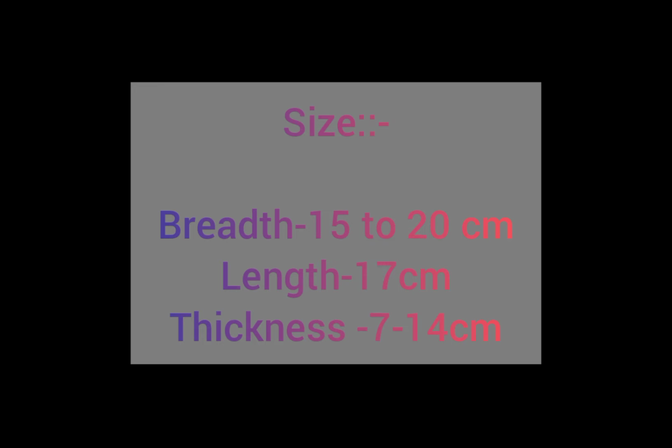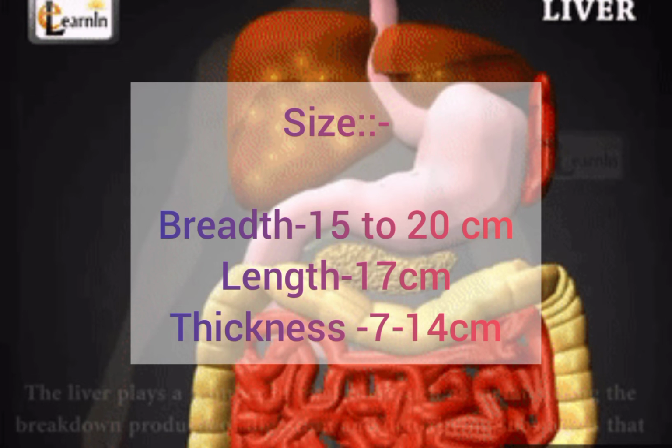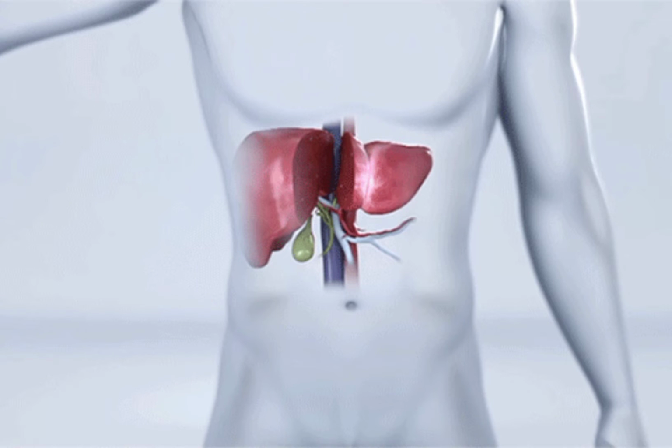So, liver size. What's the size of the liver? The liver's breadth is 15 to 20 centimeters, length is 17 centimeters, and thickness is 7 to 14 centimeters. Anatomically, the liver has many features such as surfaces, borders, lobes, and ligaments.